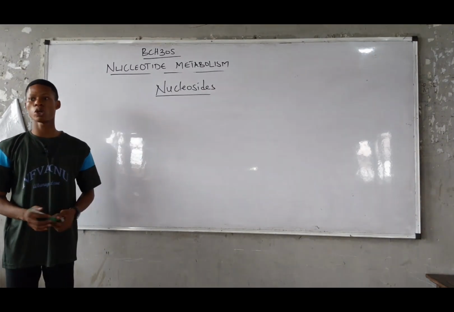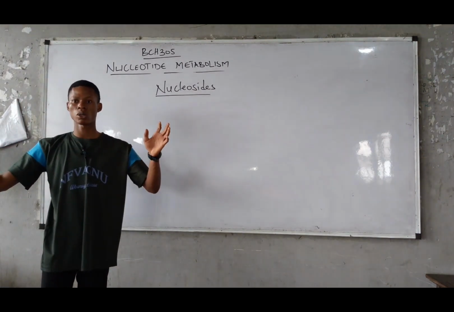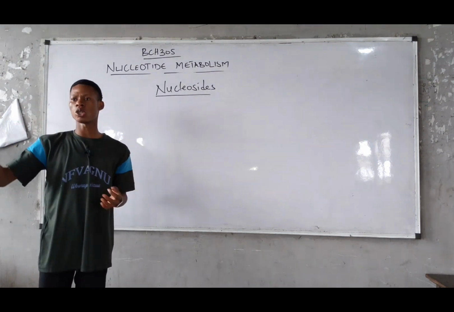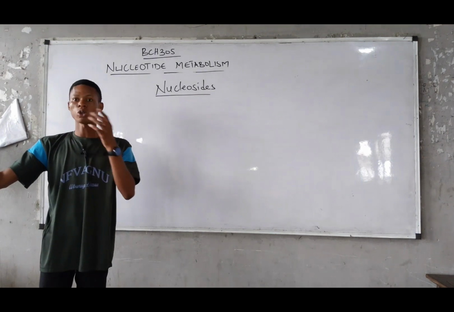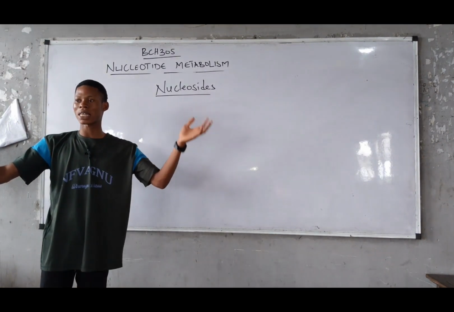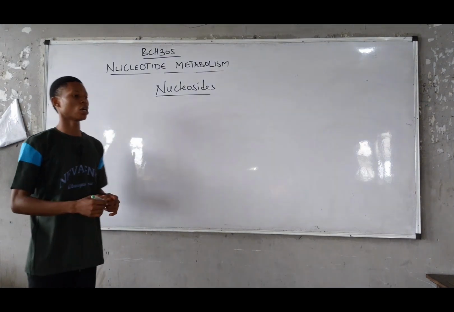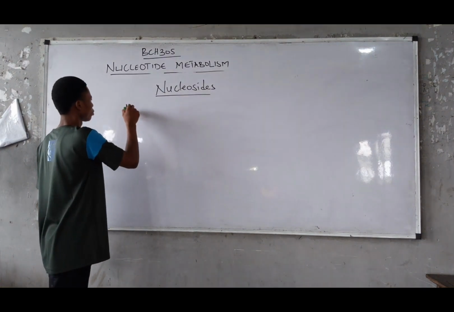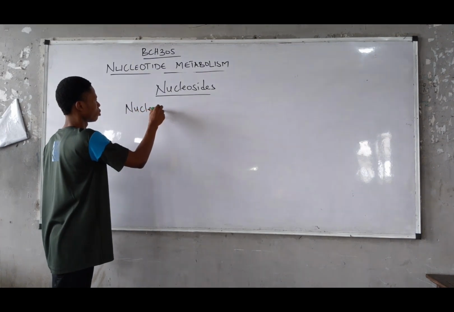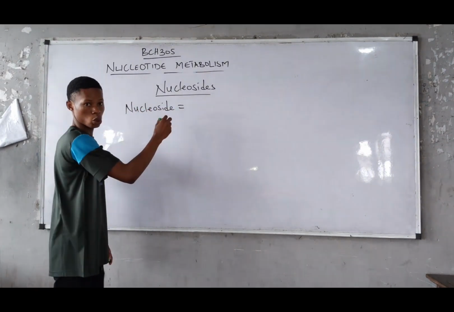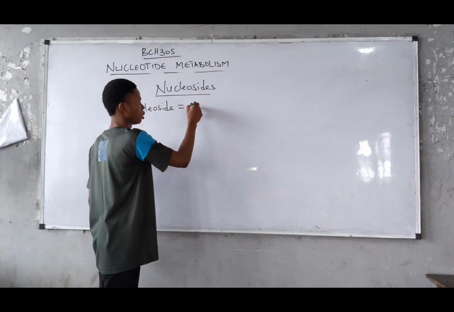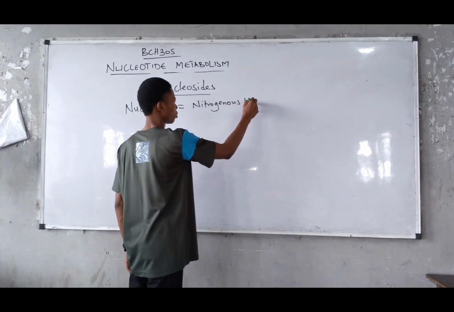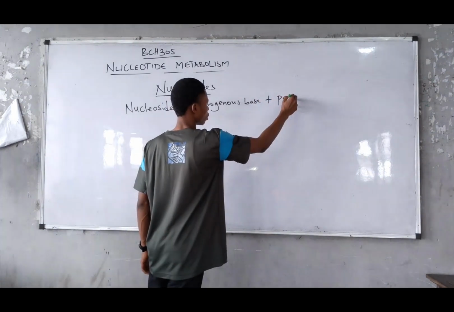Let's look at nucleosides. We already know that nucleosides contain what and what? Only nitrogenous base and pentose, right? If you add phosphate to a nucleoside, what do you have? Nucleotide. If you keep the phosphate group of a nucleotide aside, what do you have? Nucleoside, right? Now, a nucleoside is equal to nitrogenous base plus pentose, right? Good.